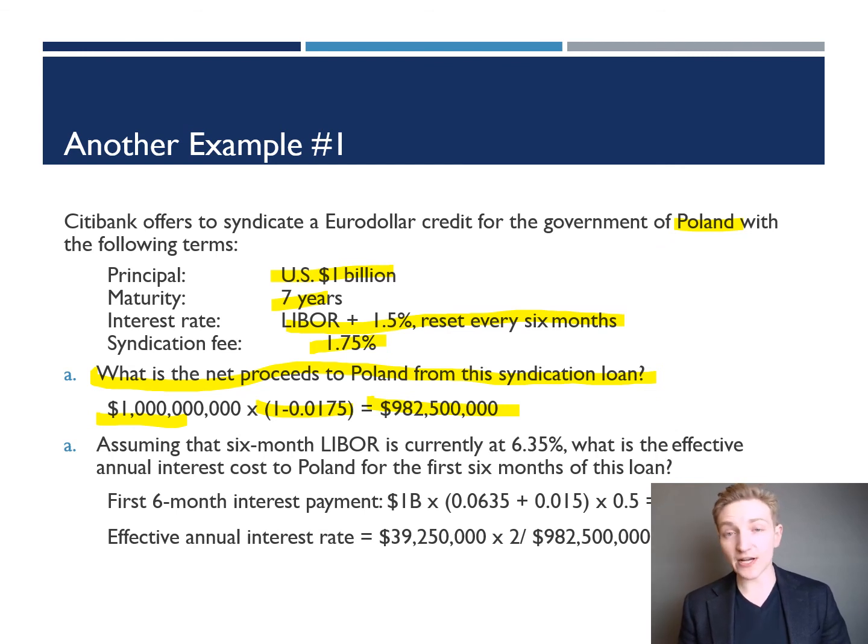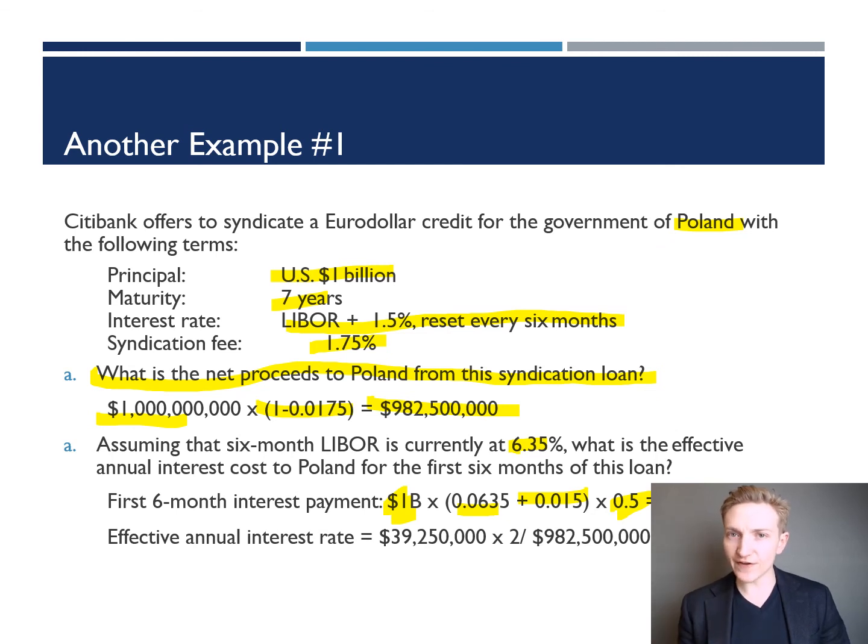Now, what ends up happening in relation to the interest costs? So suppose we've got a LIBOR of 6.35%. The effective interest cost is going to be 6.35% plus the premium of 1.5%. So effectively 7.85%. Now obviously that can fluctuate with LIBOR over time. That's effectively what it will be to begin with. So our effective interest payment on our first 6 months will be the $1 billion that's Poland's borrowing, multiplied by 6.35% plus the 1.5% premium, and then you multiply that by a half in order to get the semi-annual interest payment. So that's how you get how much interest you pay every 6 months.